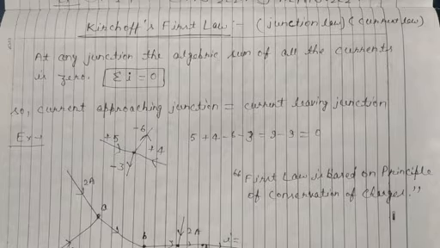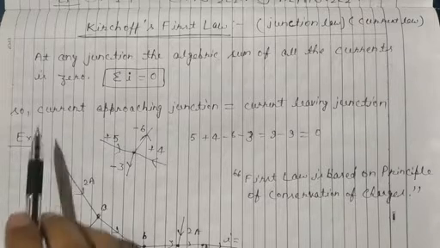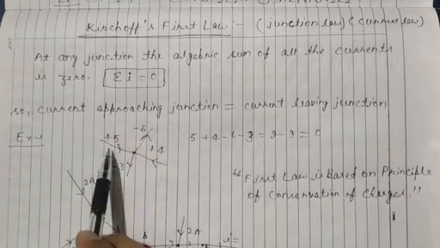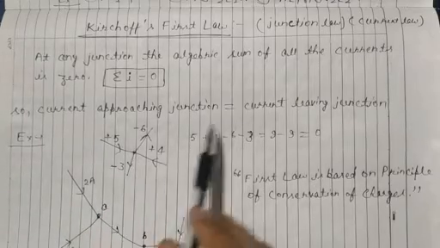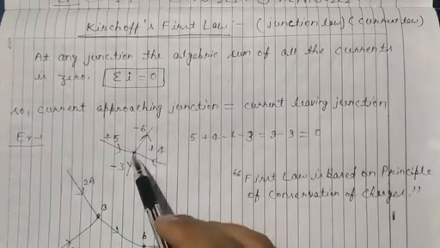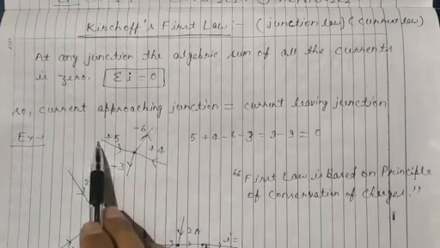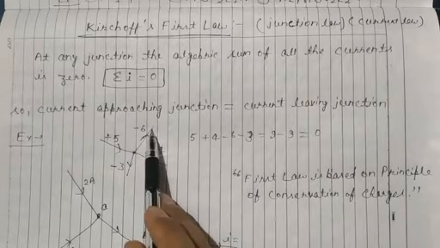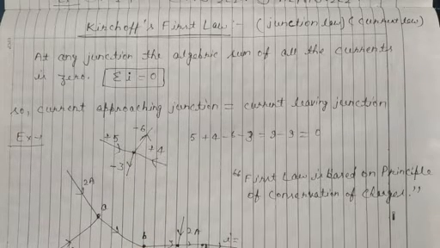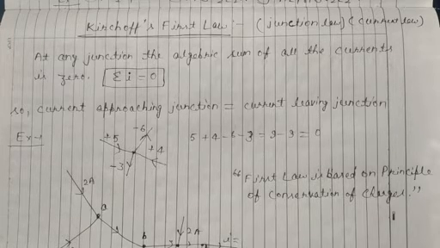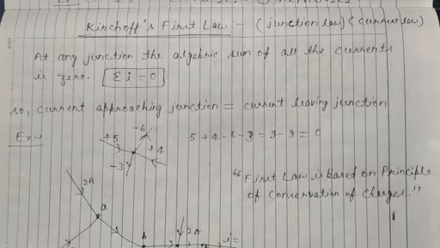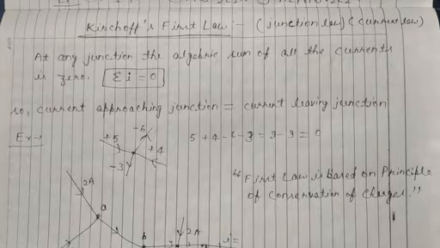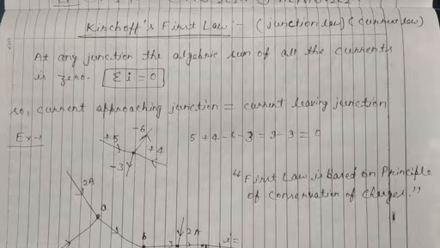Now from this we can say current approaching junction is equal to current leaving junction. With the help of this first law, we can find out electric current in different branches which are diverted from the junction.